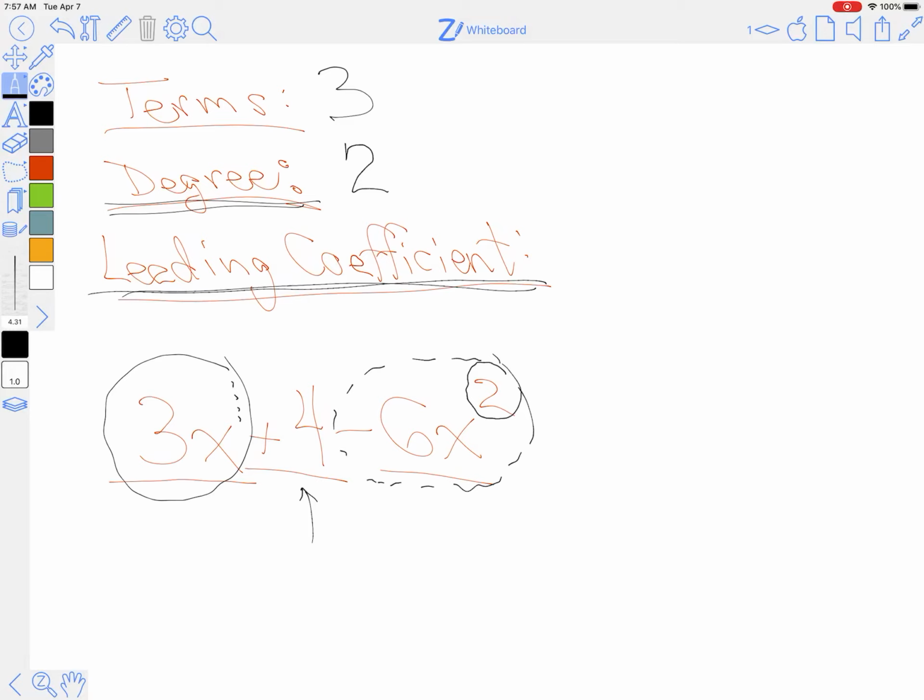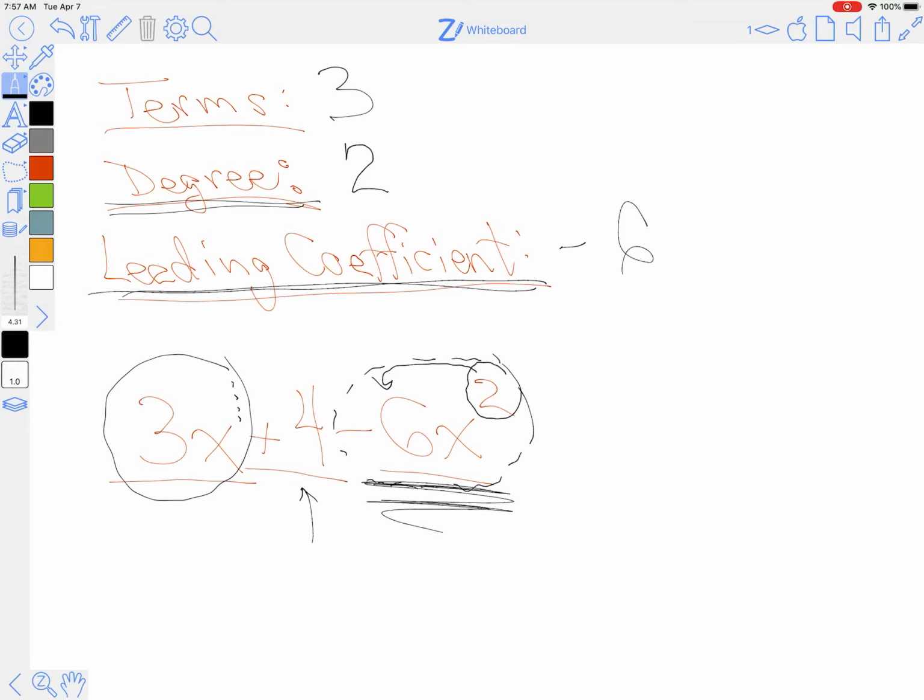Leading coefficient is the number in front of the variable with the highest exponent. So on this, we've already determined that the negative 6x squared has the highest exponent. So the number in front of that is the negative 6. So that's the leading coefficient.